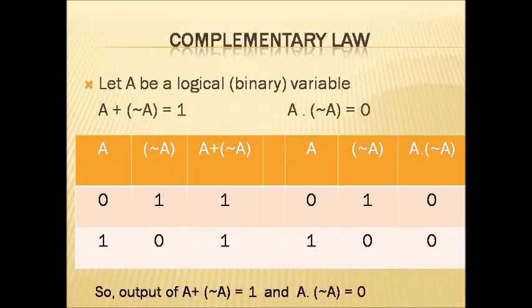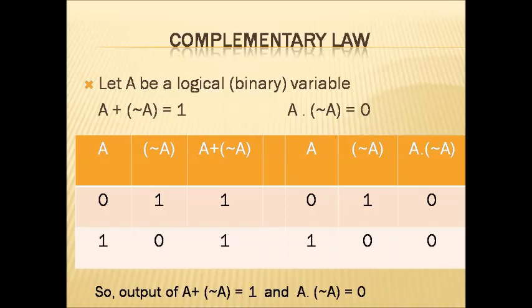According to the complementary law, the OR operation between a binary variable and its complement is equal to 1. So here you can see that A and its complement, A bar or negation, the OR operation between A and negation A is equal to 1. And similarly, the AND operation between the binary variable A and its complement is equal to 0. The same we have proved using the truth table method.